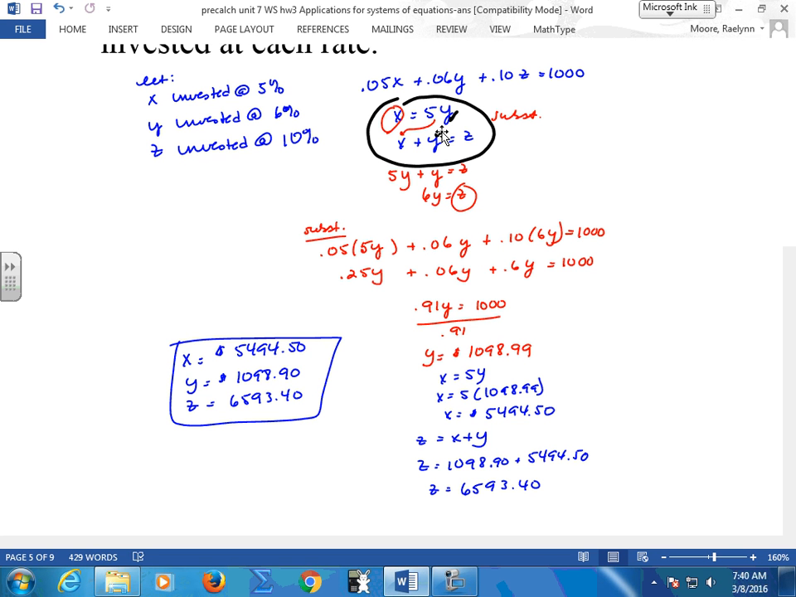And then go back and check any of the equations and make sure they make sense. A good one to go back and check is the big one. Make sure all the interest income comes out to $1,000.